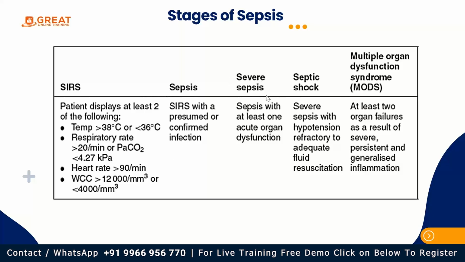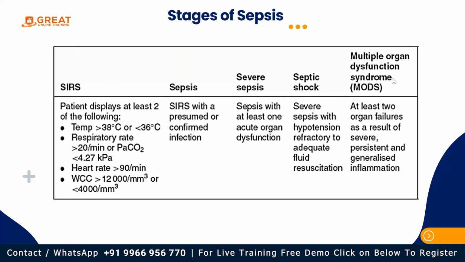Then we have severe sepsis. It means sepsis with at least one acute organ dysfunction. Then we have septic shock, the next stage: severe sepsis with hypotension refractory to adequate fluid resuscitation. And lastly, multiple organ dysfunction syndrome: at least two organ failures as a result of severe, persistent, and generalized inflammation.